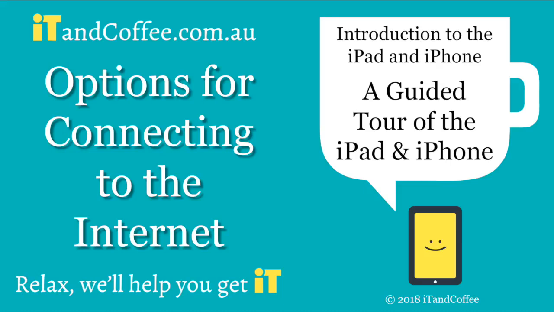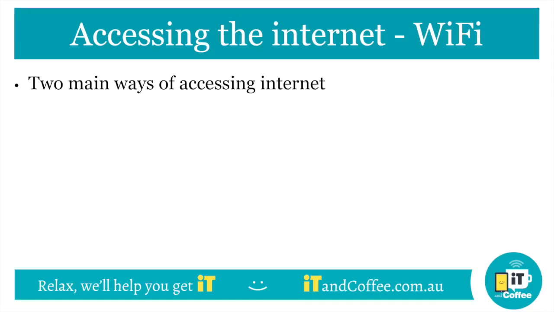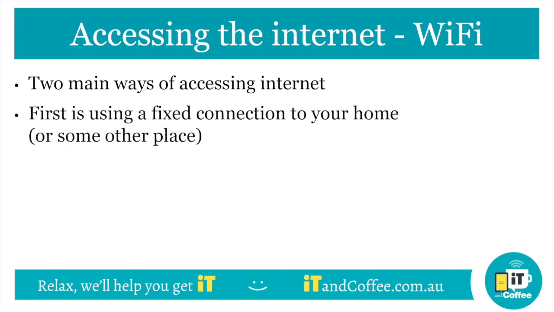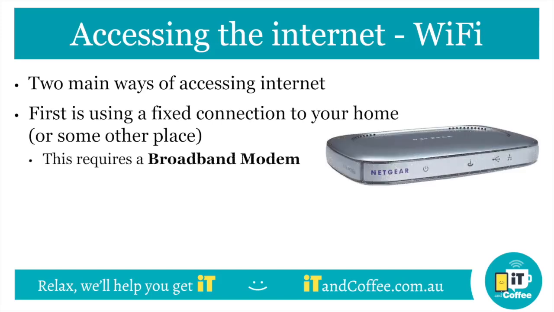In this short video, we're going to talk about ways in which you can access the internet on your iPad, on your iPhone, but of course the same applies to any other device that you wish to use the internet on. So there are actually two main ways of accessing the internet on your iPad, on your iPhone. The first is to use a fixed connection to your home or work premises, wherever you are, a connection via your internet provider that comes into your premises.